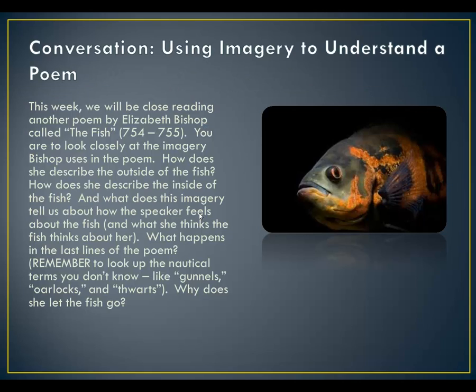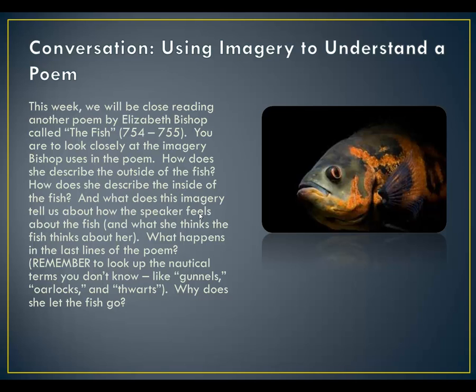All right, but for your conversation, I'd like you to look at another poem by Elizabeth Bishop. It's found on pages 754 and 755. This was written in 1946, and this is one of Elizabeth Bishop's most famous poems. What I want you to do is look closely at the imagery that Bishop uses in the poem. How does she describe the outside of the fish? And how does she describe the inside of the fish?